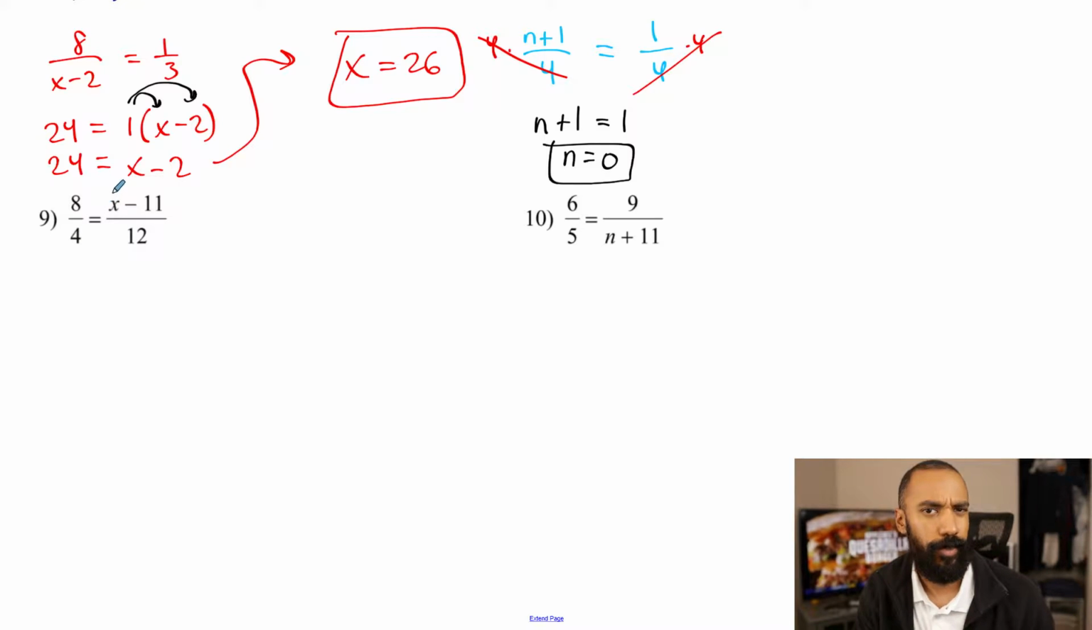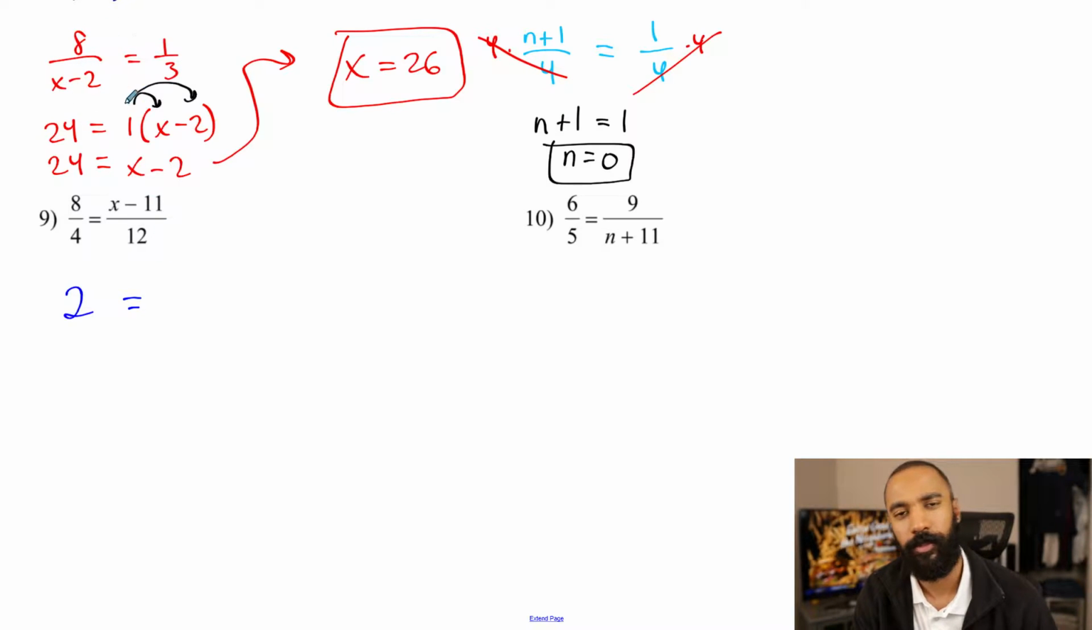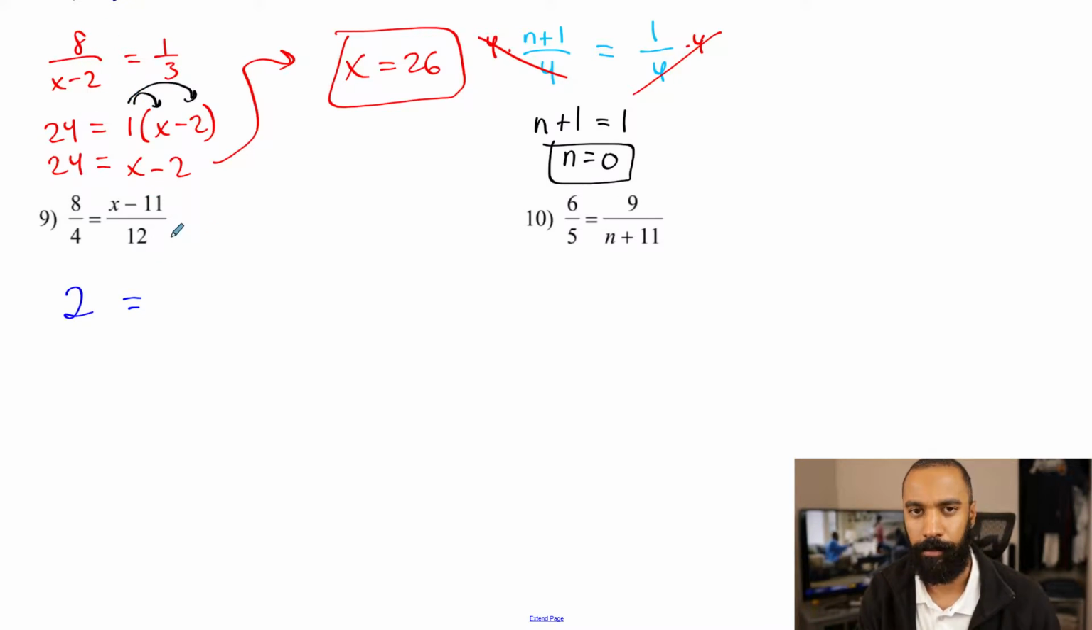8 over 4. What do you think I'm going to do? 2 over 1. Heck, I'm going to write it as 2. Notice I haven't had to cross multiply for a while. I guess this was cross multiplication. But I haven't really had to do that big old bag of tricks for a long time now.